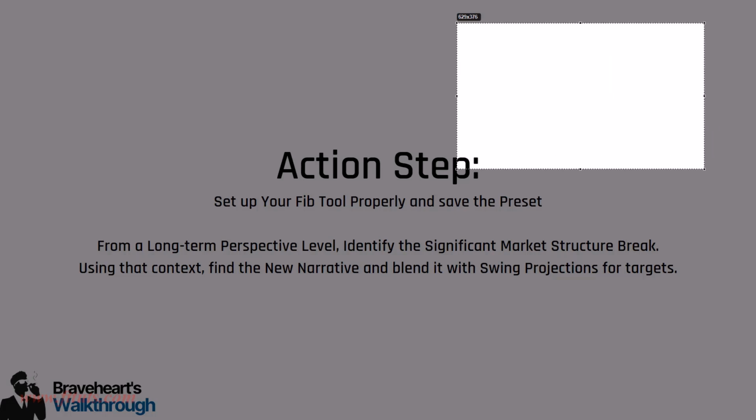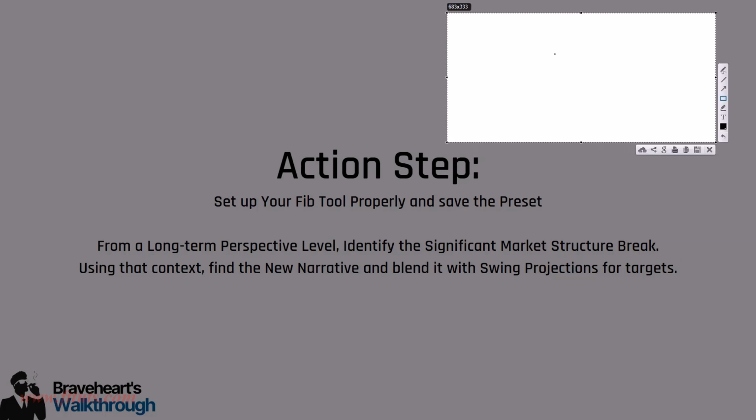So what I mean by this is, let's say we have a resistance level here, identify the significant market structure break. Okay. From that market structure break, what's the new narrative? Are we going to trade below this low? Or are we going to rebalance this fair value gap here? Right? Whatever that is, find the new narrative. Where's it going to go next? Then, I want you to use the swing projections and blend it with those targets.